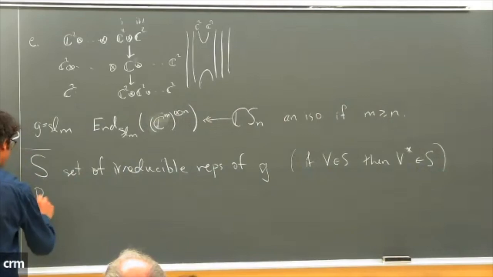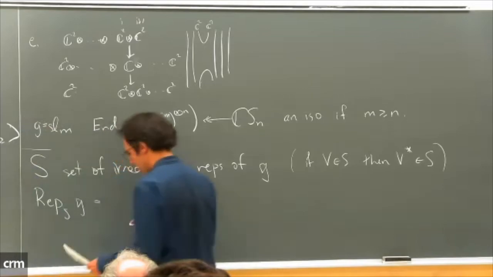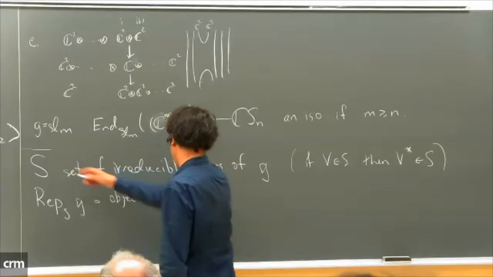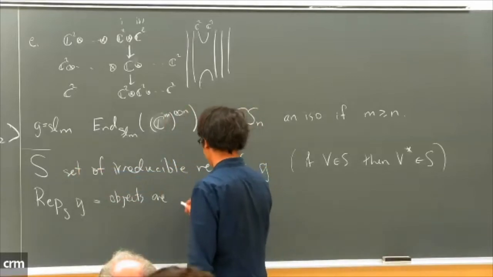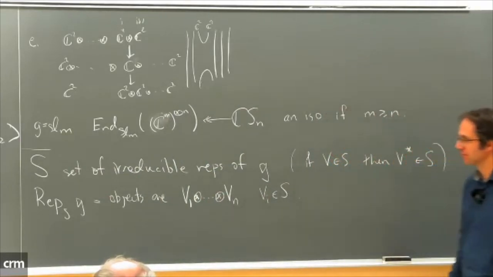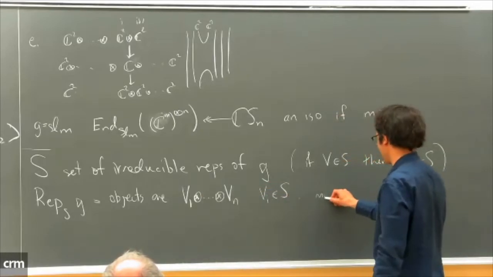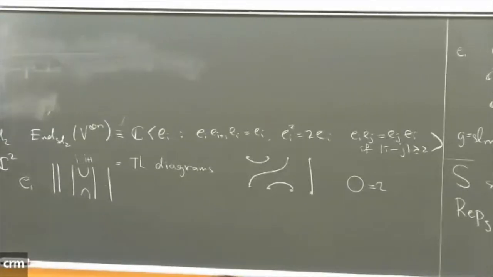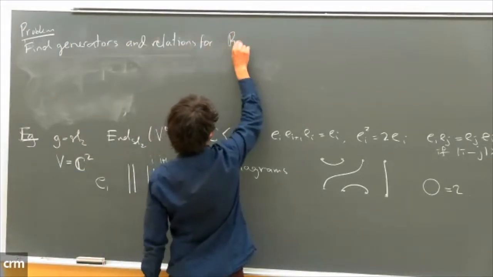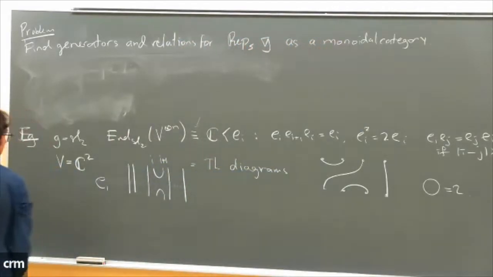I'm going to consider what I'll call Rep(S, G). So this is the monoidal category whose objects are tensor products of representations in S. Consider arbitrary tensor products where each of these V_i lies in S. And it's a monoidal category where you can tensor more strings like this. I'm going to discuss generators and relations for Rep(S, G) as a monoidal category. Let me explain what I mean by that.